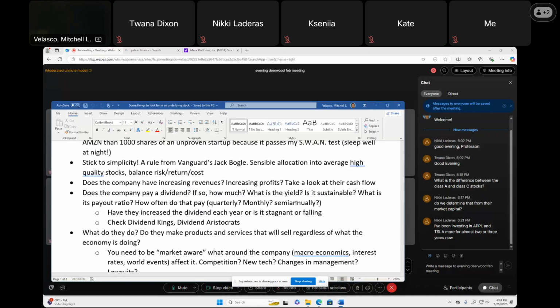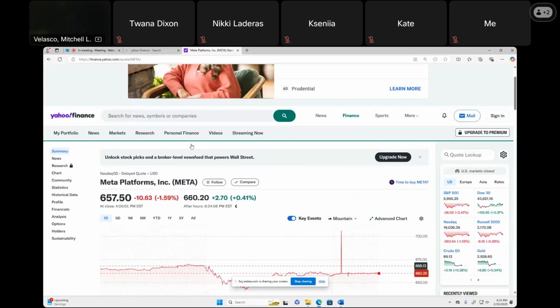Balance risk, return, cost. Does the company have increasing revenues, increasing profits? Look at their cash flow. So this is all part of something called fundamental investing, where you actually care about what the company does. You care about if it's profitable or not. Let me show you an easy way to research that.